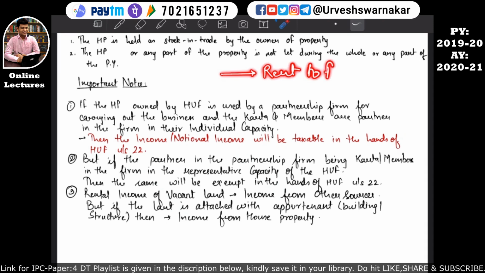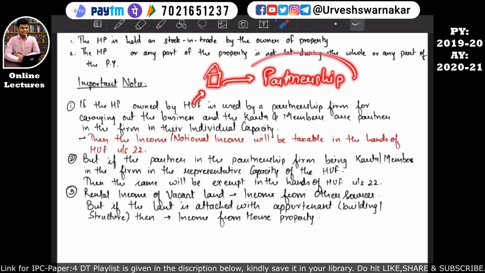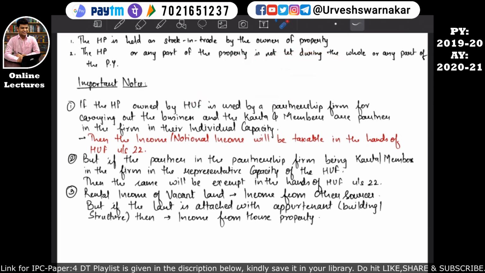Okay, so let's read this again. It is very simple. It is a very miscellaneous point. It may come for MCQ, that's why I have written it over here. So what does this point say? If the house property is owned by the HUF and is used by a partnership firm, that means the partnership firm will be using that house property for carrying out business, and the karta of the HUF and the members of the HUF are the partners in the firm in their individual capacity, then the income, the notional income, will be taxable in the hands of the HUF under section 22. I hope this is quite clear.